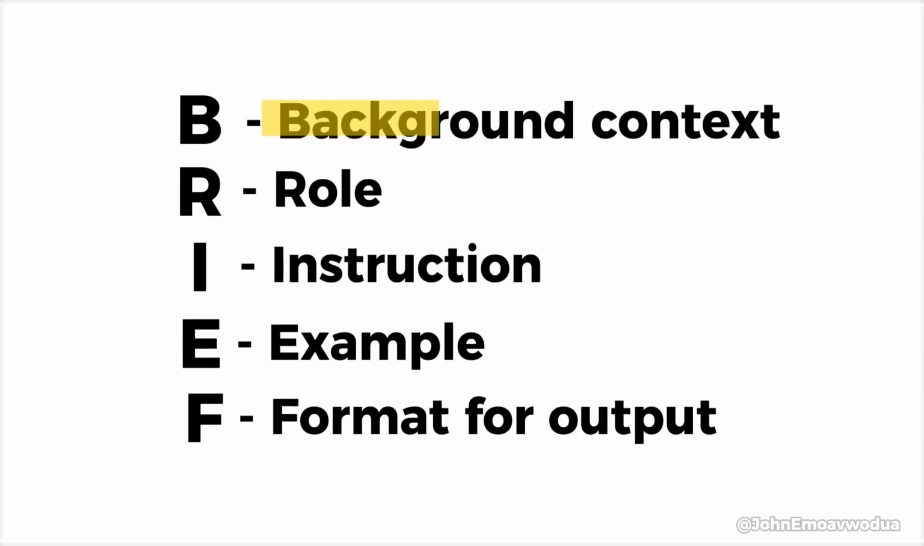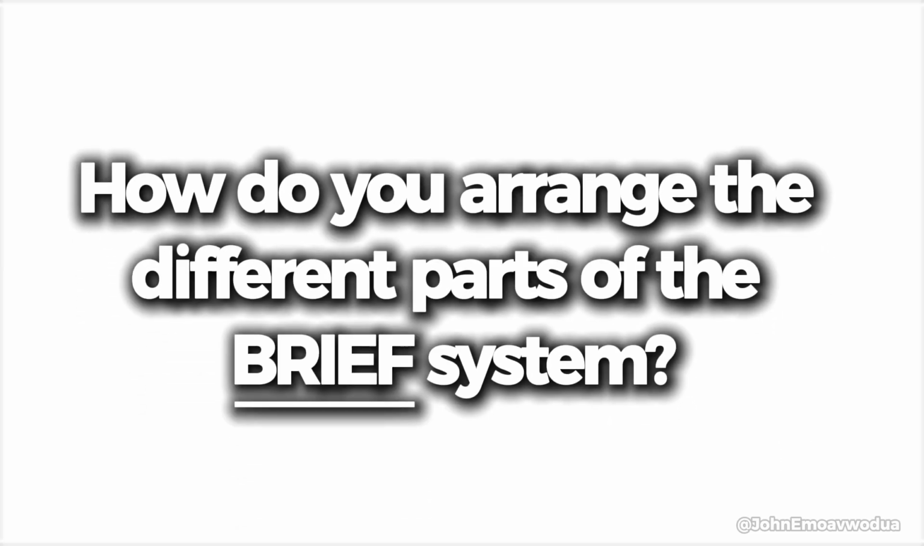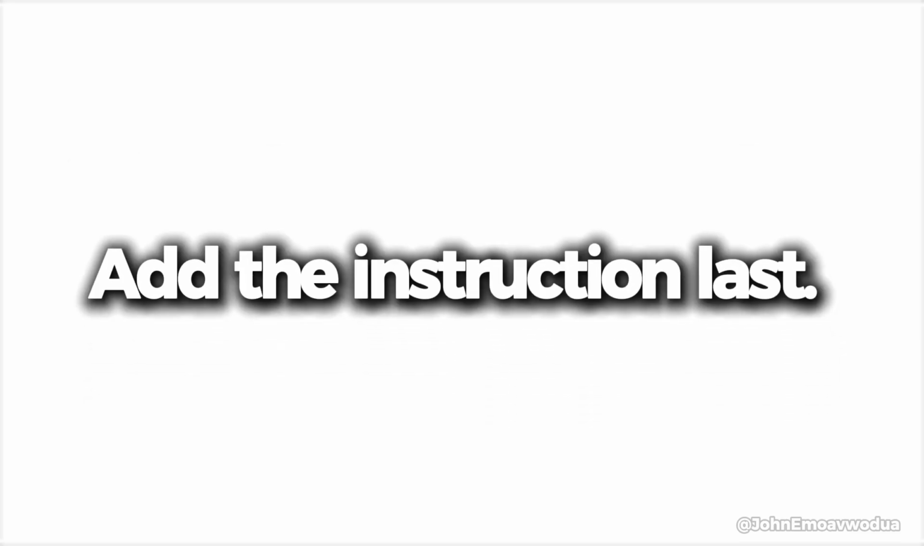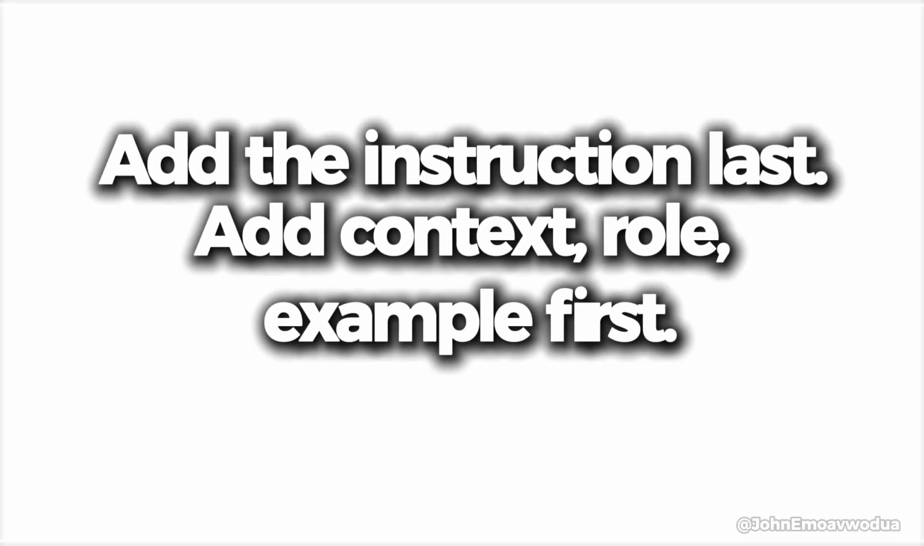Okay, you give it background information, ask it to take a role, you give it examples, give it a structure for how to give your output, and give it the instruction. So the question now is, how do you arrange each element of this system? Do you add the background information first, or the format first, or the examples first? There's no particular best way to organize it, but the recommendation is to add the instruction last. Add background information, data, context and examples first before you add the instruction.